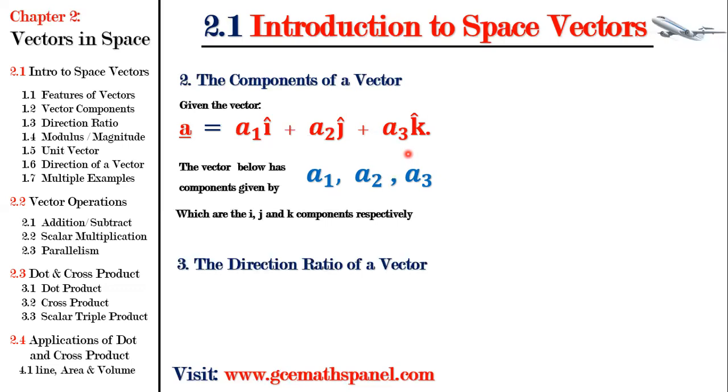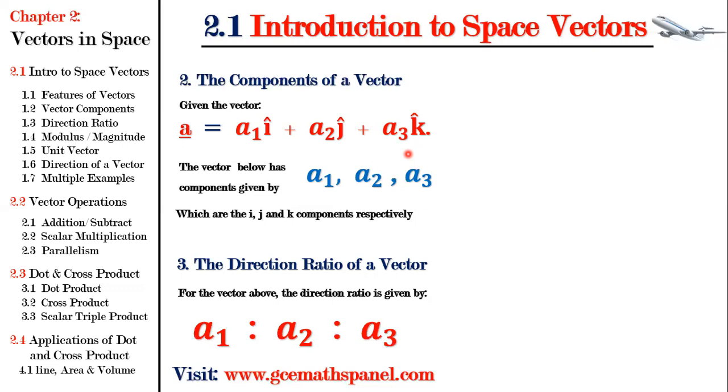So that's just all of the components of a vector. We can now look at the direction ratio of a vector. For the vector above, the direction ratio is given by a1 : a2 : a3. So we just take the components and put them in ratio form, and that gives us the direction ratio of a vector. For the components, we use commas. For the direction ratio, we use colons.